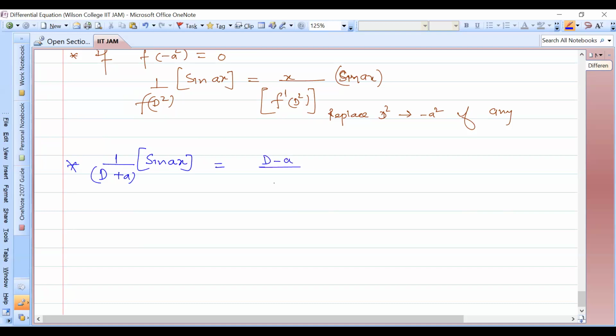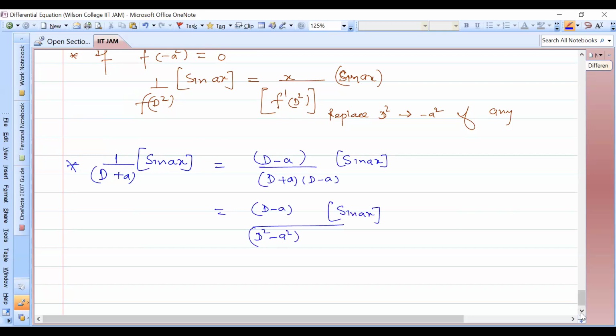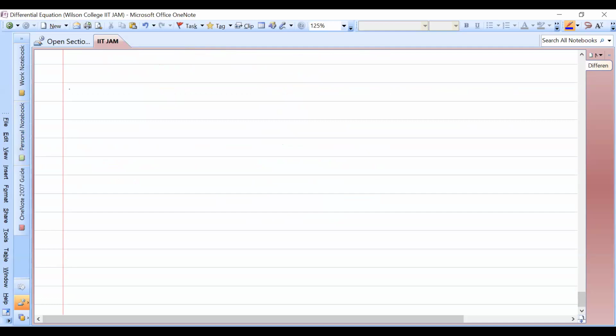Okay. Here you have to multiply and divide by D minus a. You have to remember that we can apply the formula only when there is D square. So you have to reduce and generate D square here. That's why we multiply and divide; later on we can apply it. So this is another thing.